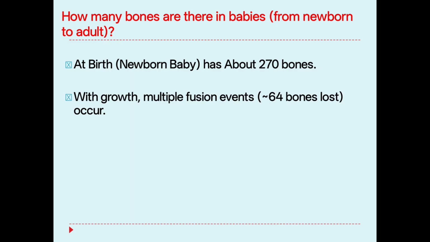Yes, with the growth, multiple fusion events occur. Yes, bone growth and ossification continue throughout childhood and adolescence. By late adolescence, the adult skeleton has 206 bones. And finally, a stable adult skeleton has 206 bones.